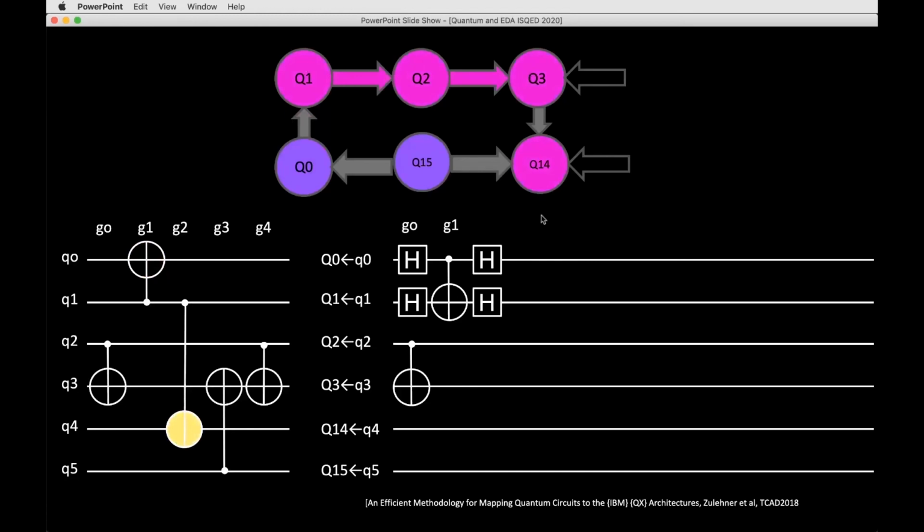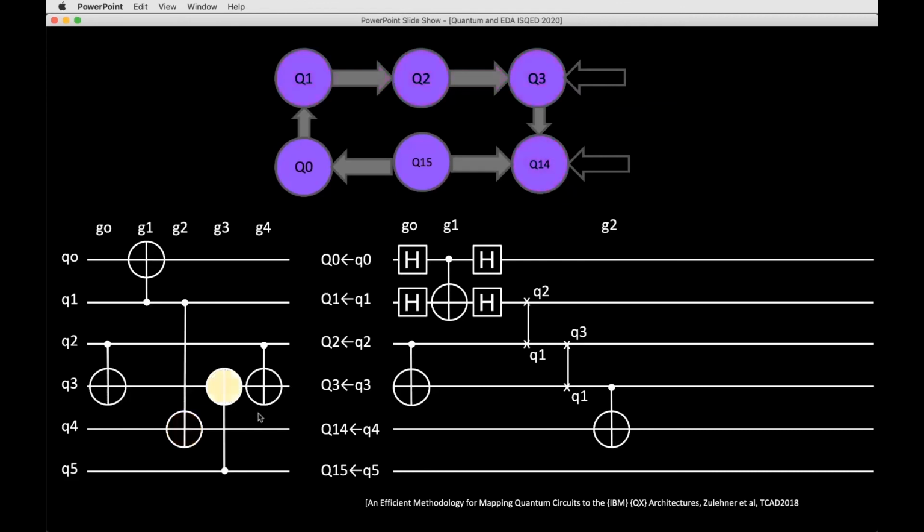To get there, we need to swap Q1 and Q2. Then we need to swap Q2 and Q3 to kind of get this logic bit out of Q1 all the way moved here to Q3. And then we can use Q3 and Q4 to do the actual entanglement, the CNOT operation, and we can place this here. Then we need to place the last 2 operations here.